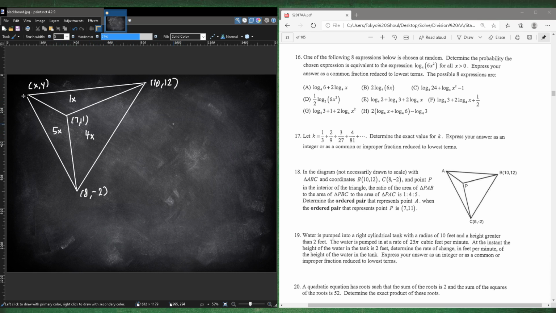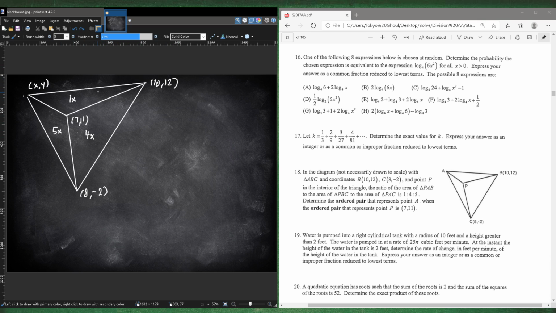Okay, so what we could do is use the shoelace theorem, where we get one equation based on the ratio of these two triangles, and then we get another equation by getting the area of this triangle and scaling it up, because 4x plus 5x plus 1x is 10x. That gives us the area of this entire thing, so we could get another equation with x, y using the shoelace theorem. So let's focus on the first one first, which is the ratio of these two triangles.